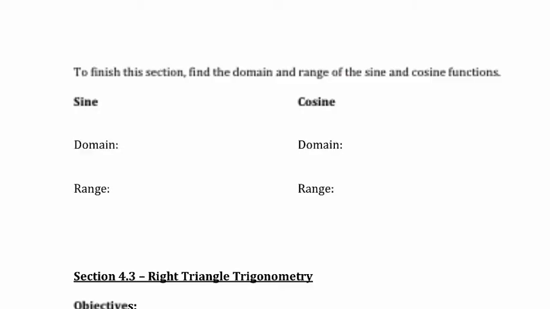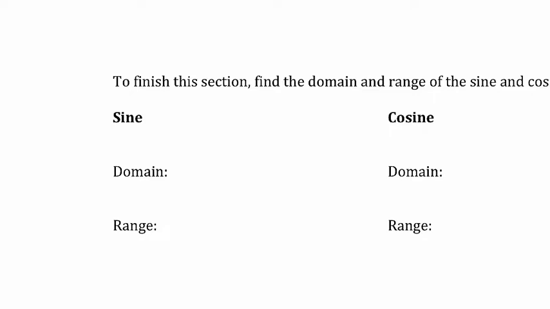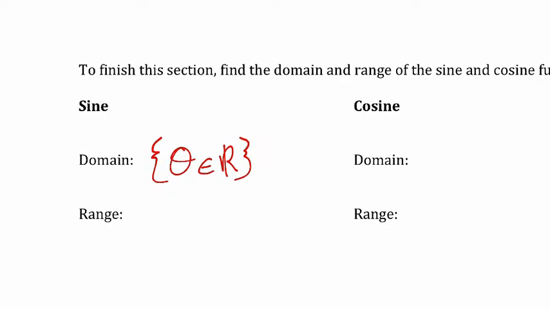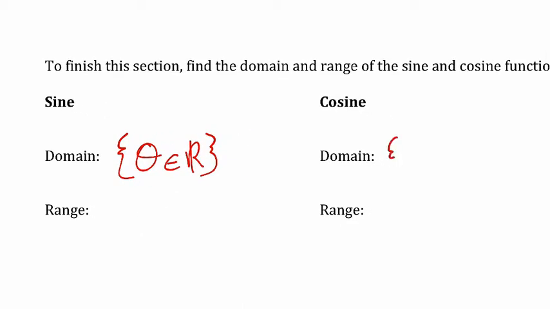So that means for the domain of both sine and cosine, we're talking about angle measures. So we're going to say theta is an element of the real numbers, because you can do any positive angle measure, you can do any negative angle measure, and it's going to be the same thing for cosine. So theta is an element of the real numbers.